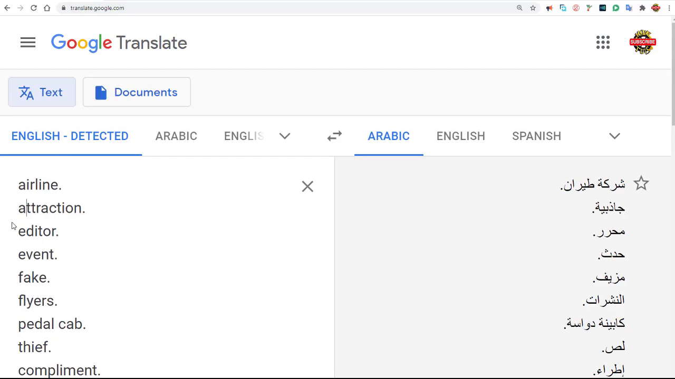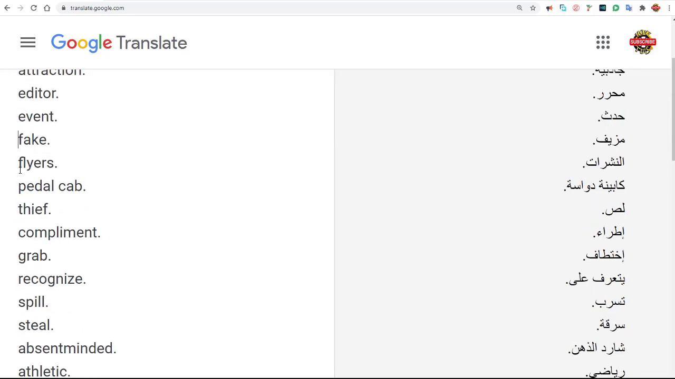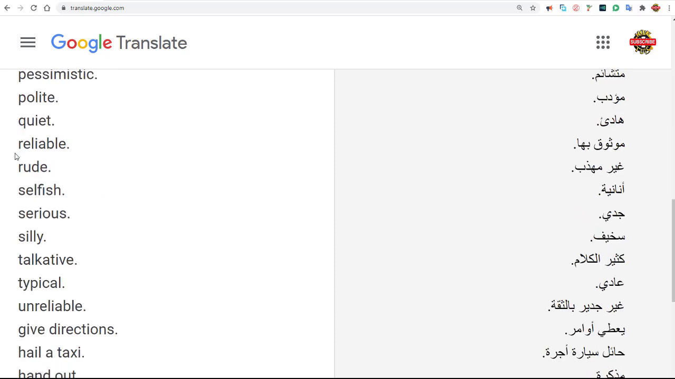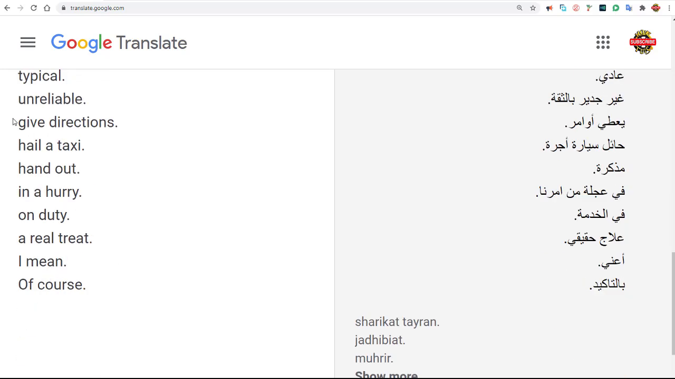Airline, attraction, editor, event, fake, flyers, pedal cab, thief, compliment, grab, recognize, spill, steal, absent-minded, athletic, clever, efficient, generous, hard-working, honest, kind, lazy, optimistic, patient, persuasive, pessimistic, polite, quiet, reliable, rude, selfish, serious, silly, talkative, typical, unreliable, give directions, hail a taxi, hand out, in a hurry, on duty, a real treat, I mean, of course.